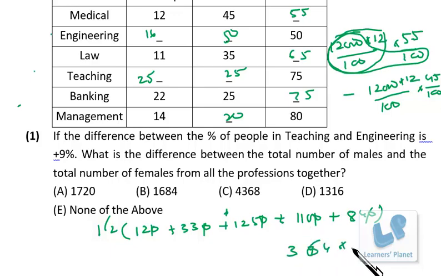and 3, right? So 364 into 12. So the figure will be more than 3000. Since none of the other options is like this, we can even multiply. So this will be the correct answer. Okay, I hope you are clear.